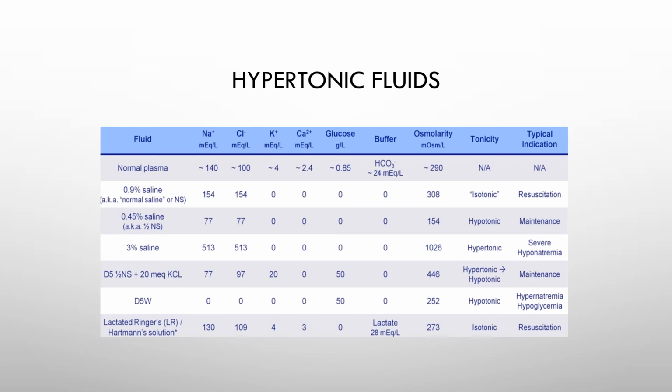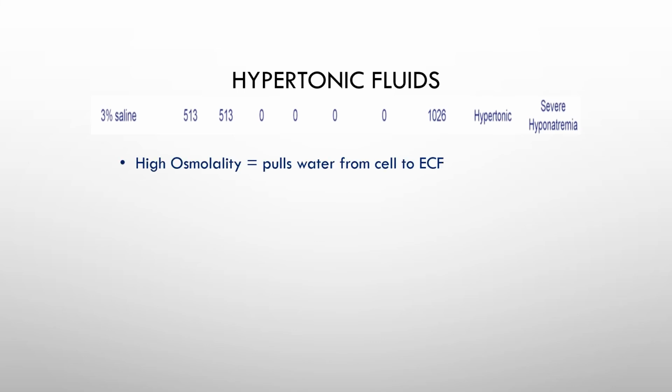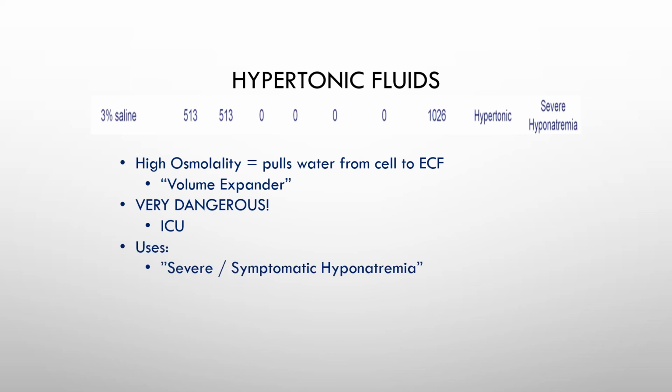Now I'll talk about hypertonic fluids. Primary hypertonic fluid is 3% normal saline. This has a high osmolality which pulls water from the cell to the extracellular space. It is considered a volume expander. It is a very, very dangerous drug, actually. It's typically only given in the ICU, and its uses include severe symptomatic hyponatremia.